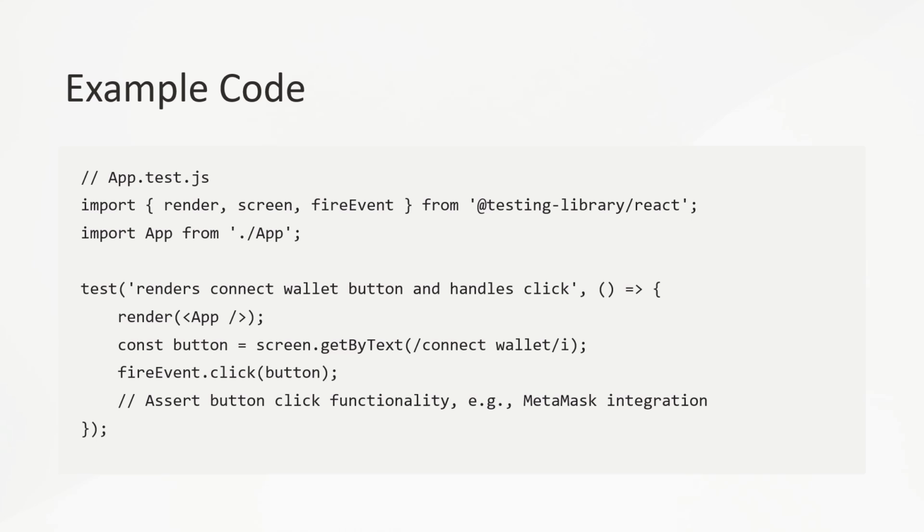The test leverages the React testing libraries to render the App component and interact with its elements, such as finding the connect wallet button and simulating the click event. The primary purpose of this test is to ensure that the button's click event triggers the expected functionality, which likely involves initiating MetaMask authentication or some form of wallet connection process.